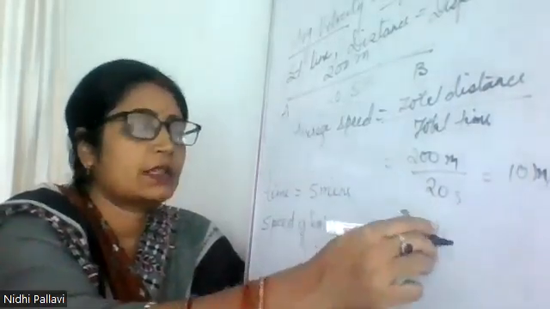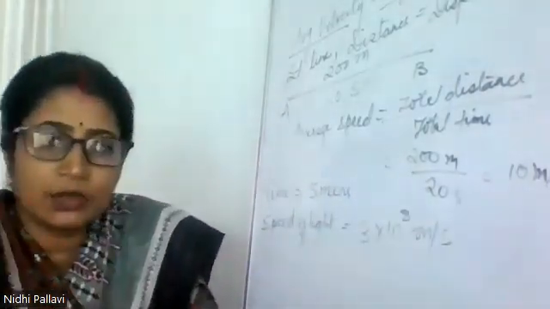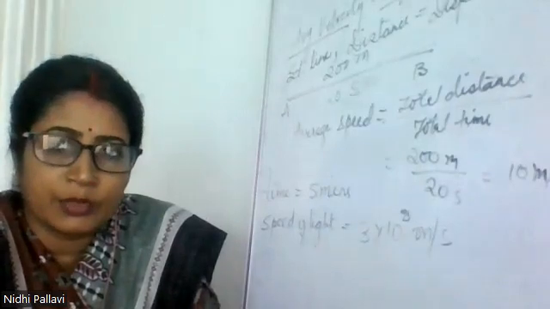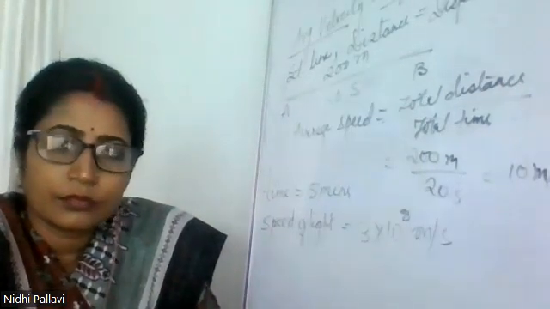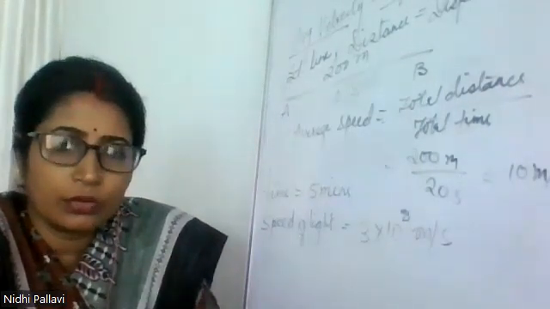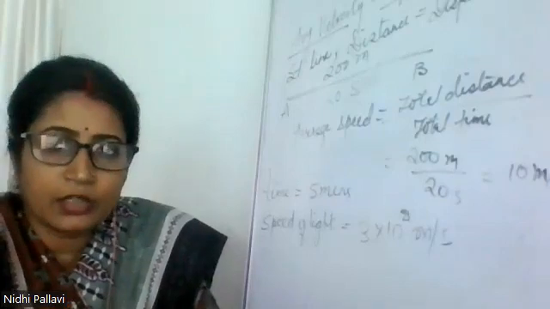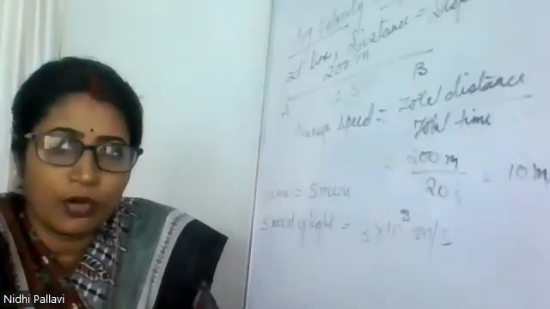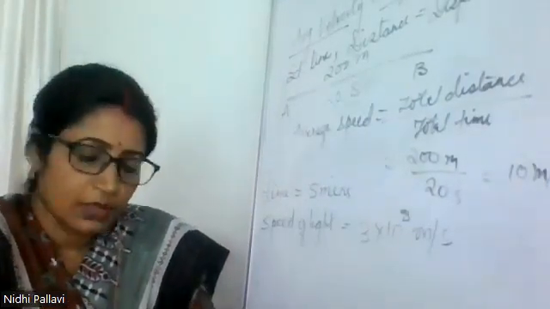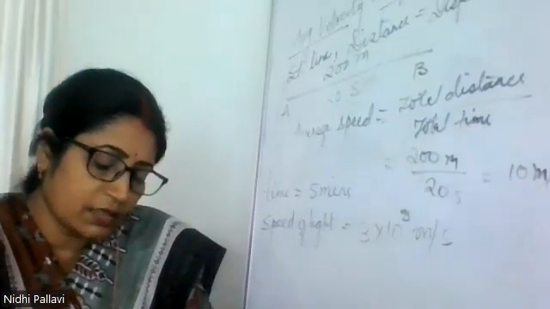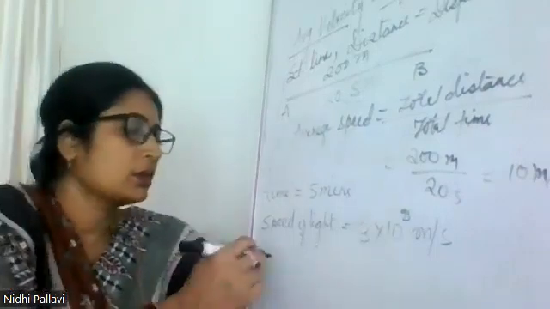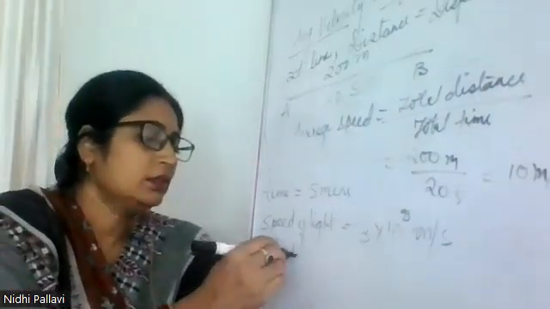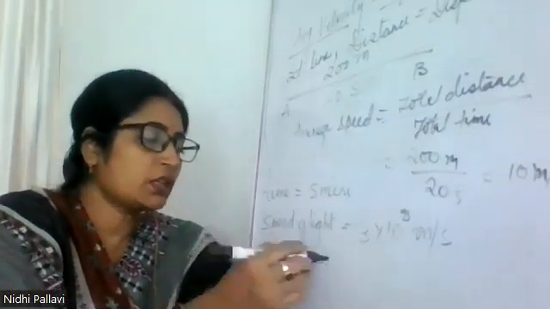3 into 10⁸ meter per second. Is this a uniform speed or a non-uniform speed? Ma'am, uniform. Uniform. Today only we have done that the speed of light is what? Uniform. It's not going to change. And what you have to find out is the distance of the spaceship from the ground. Distance. So can you take it out?